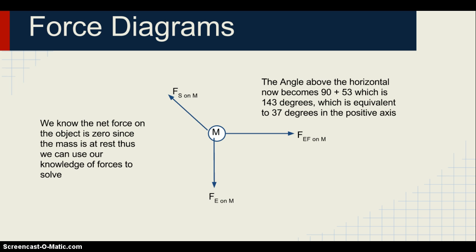The angle above the horizontal is what we need to know to solve the question for the x and y components. So it's normally going to be above the horizontal axis. So it would be 90 plus 53 degrees, which was the given angle, which is 143 degrees. But for the sake of keeping everything positive, this is also equivalent to 37 degrees in the positive first quadrant. We also know that the net force on the object is going to be zero because the mass isn't moving, it's at rest. Thus, it's a fairly simple problem. We just need to balance our forces and solve for our variables.